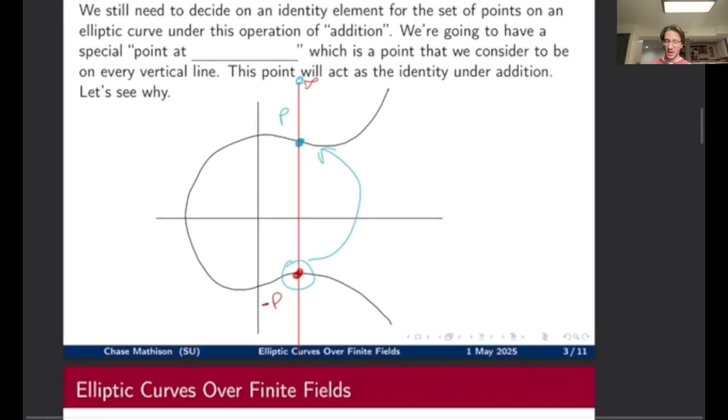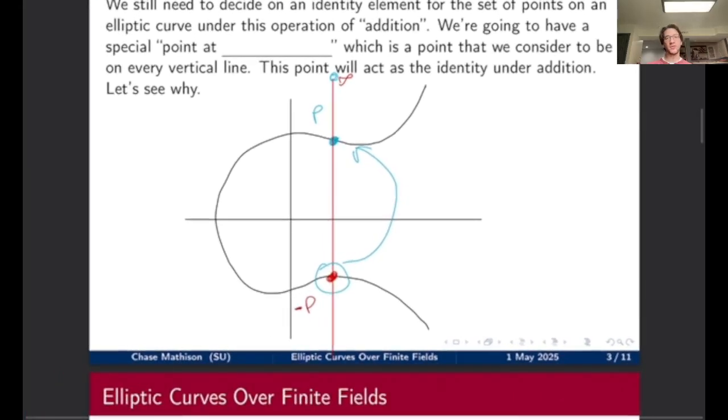So that's the only weirdness. And once we define that point at infinity to be the identity element, then you can prove all of the axioms you need to about the group properties for elliptic curves, points on elliptic curves under this operation of addition. Okay.